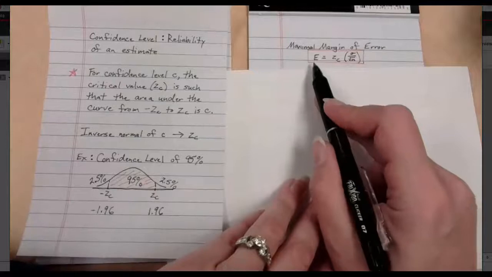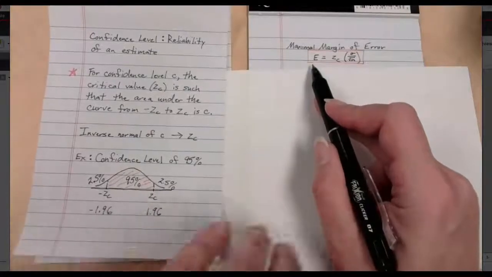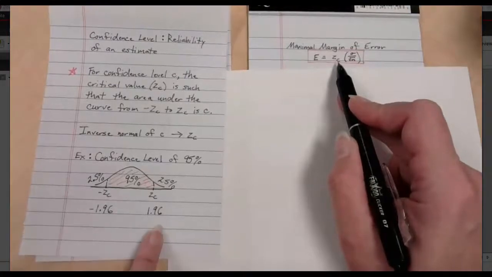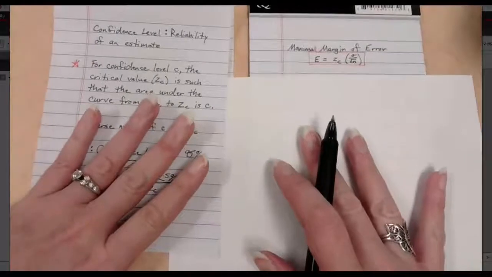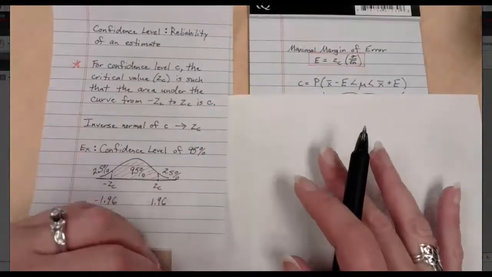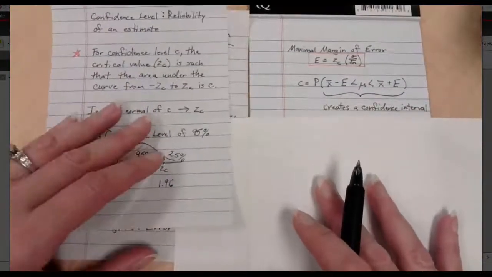We can find the maximal amount of error, how far we can be off, by taking the critical value times sigma divided by the square root of n. Okay, so what does this mean? Let's put kind of all of this together here, shall we?